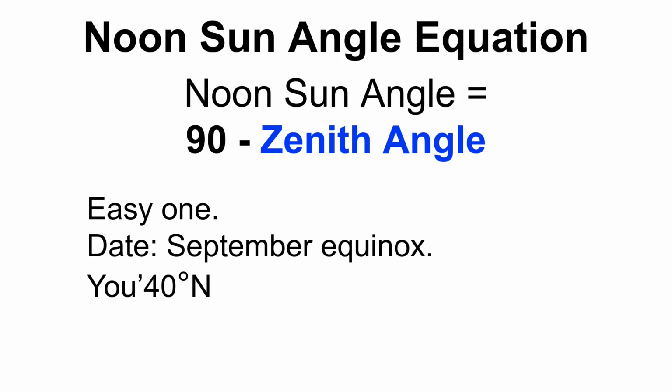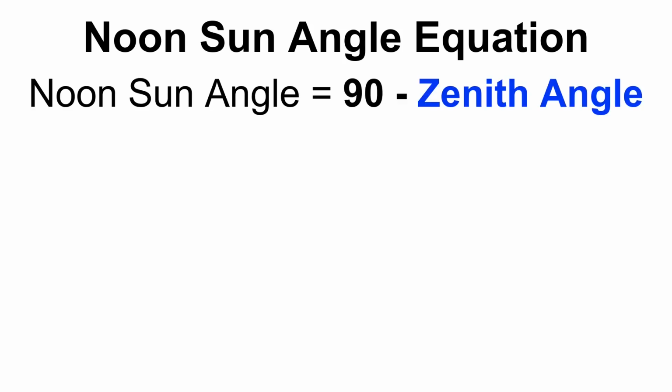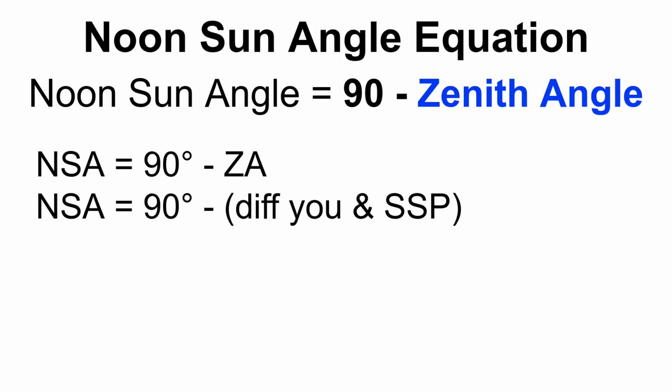You're at 40 degrees north. Yeah, I don't know what that means, I'll fix that later. So the noon sun angle equals 90 minus the zenith angle. The noon sun angle is 90 degrees minus the difference between you and the subsolar point.